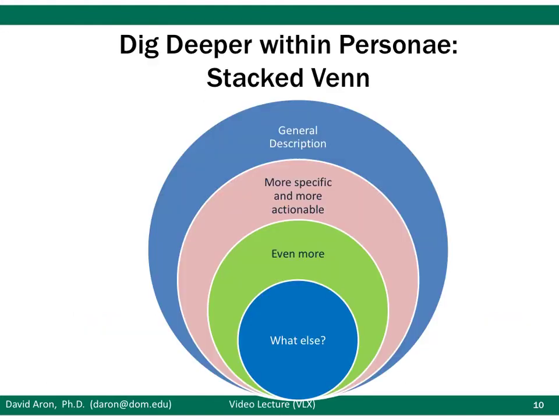So for example, what we saw earlier was called a Venn diagram. This is called a stacked Venn diagram that starts with the biggest circle of a general description of a prospective customer. Then we go to another circle inside, which is a little more specific and therefore more actionable. That kind of knowledge helps the marketer tailor the offering better to suit the customer's needs. The next circle inside is even more specific. The next circle even more specific than that.